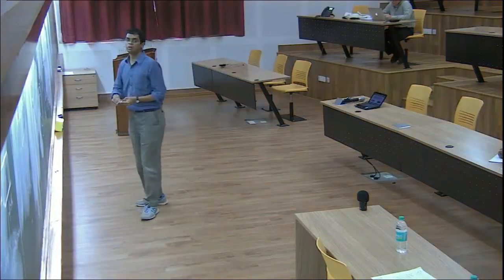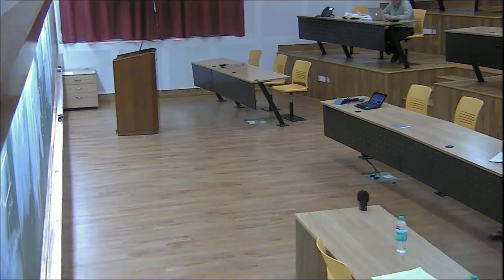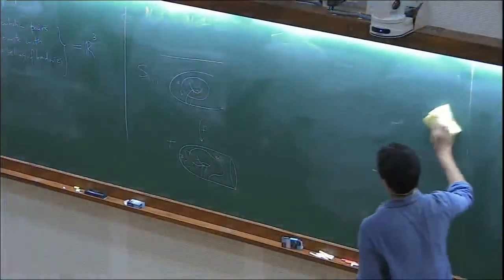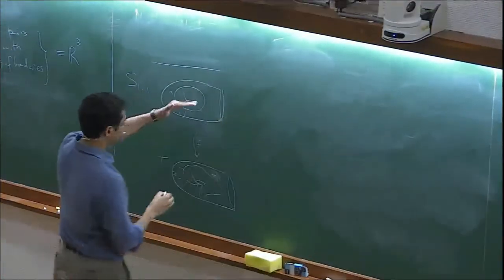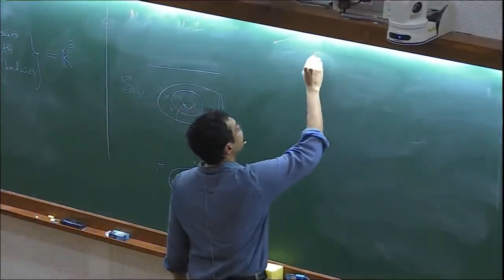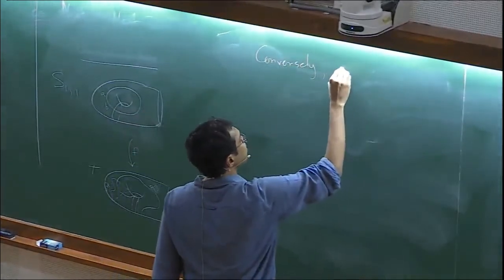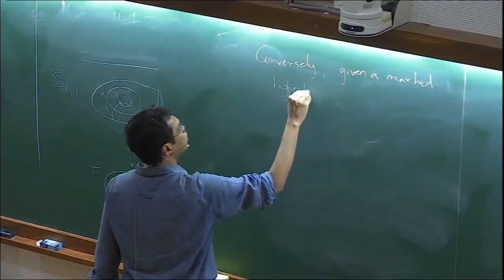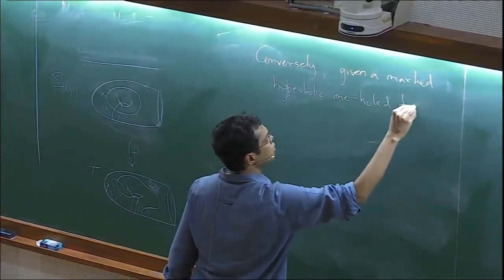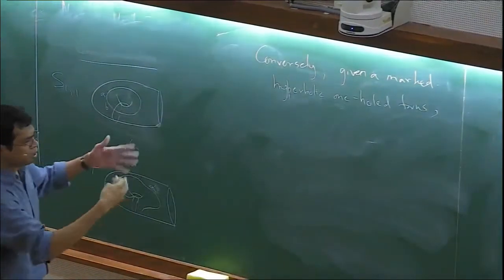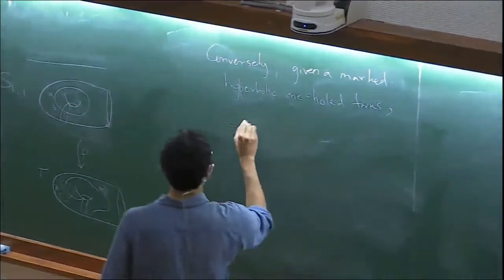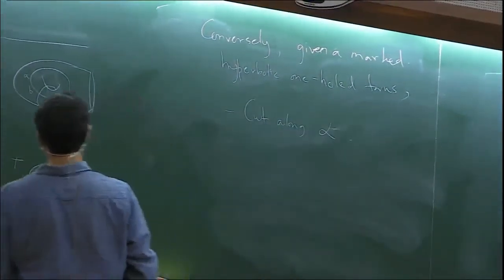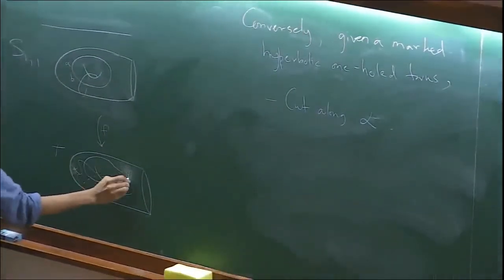Conversely, if you start with a marked hyperbolic one-hole torus, so you're given this marking, and you have a hyperbolic metric on here, what you can do is reverse these steps. You can cut along alpha. Actually, let me swap the alpha and beta here, so it's easier to see.